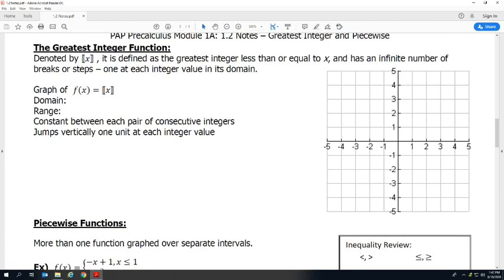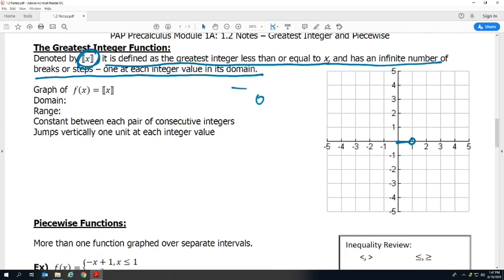Okay, going to the next page, I'm going to read this aloud with you. And we denote it using this symbol right here. That lets me know that I'm using the greatest integer function. And it is defined as the greatest integer less than or equal to x, and it has an infinite number of breaks or steps, one at each integer in its domain. So what happens is that when you're doing all the x's from 0 up to 1, the lowest x value from 0 on a number line, if you think about it like this, from 0 to 1, the lowest x value is that 0 right there. So the y value is going to be 0 for all of those x's.